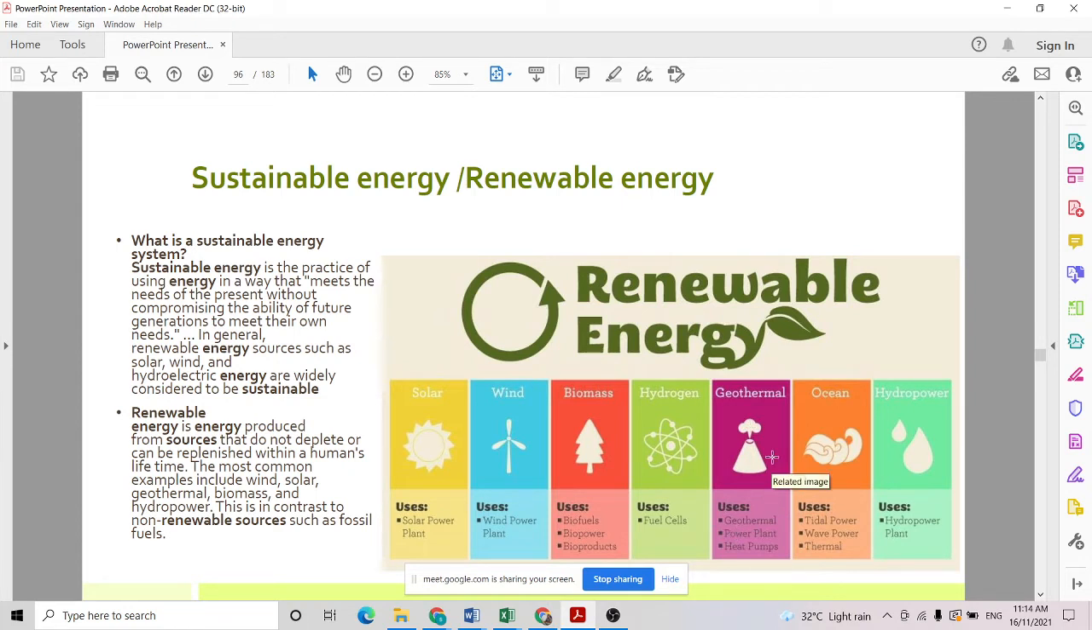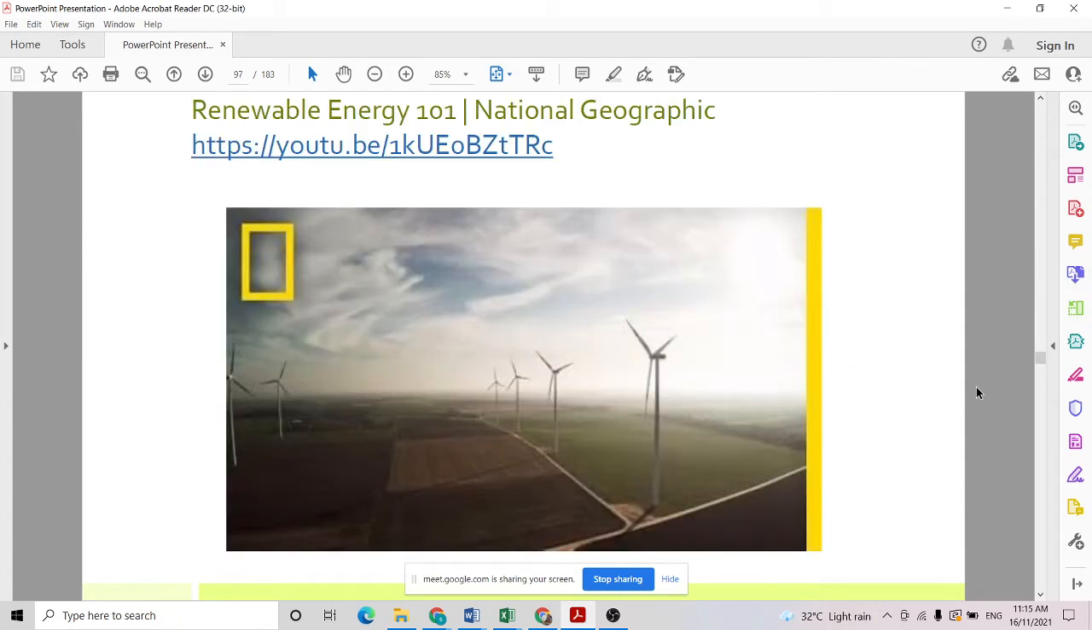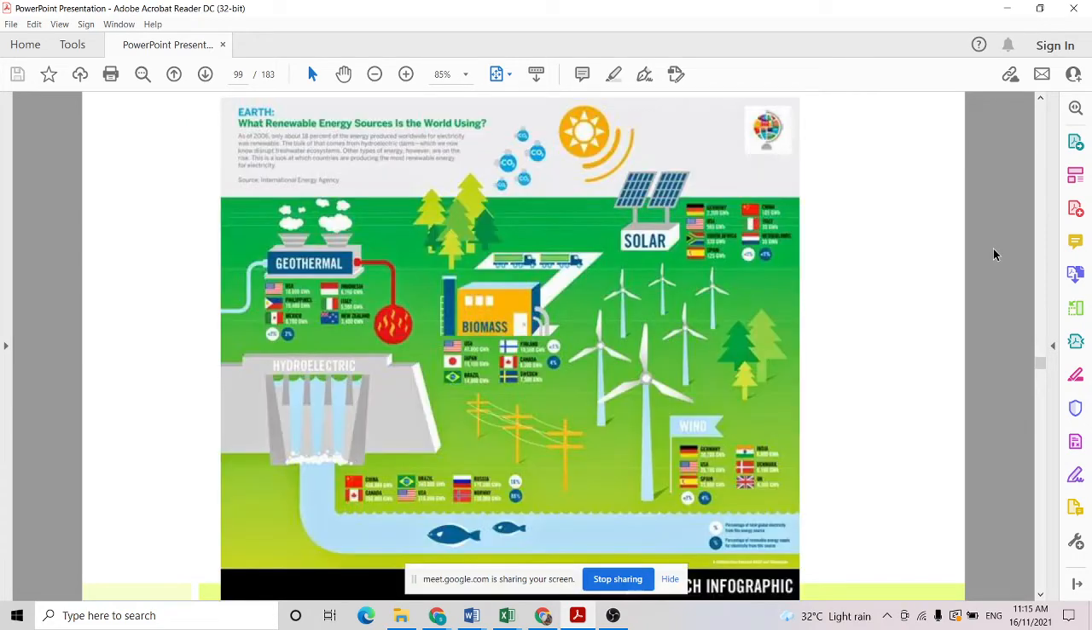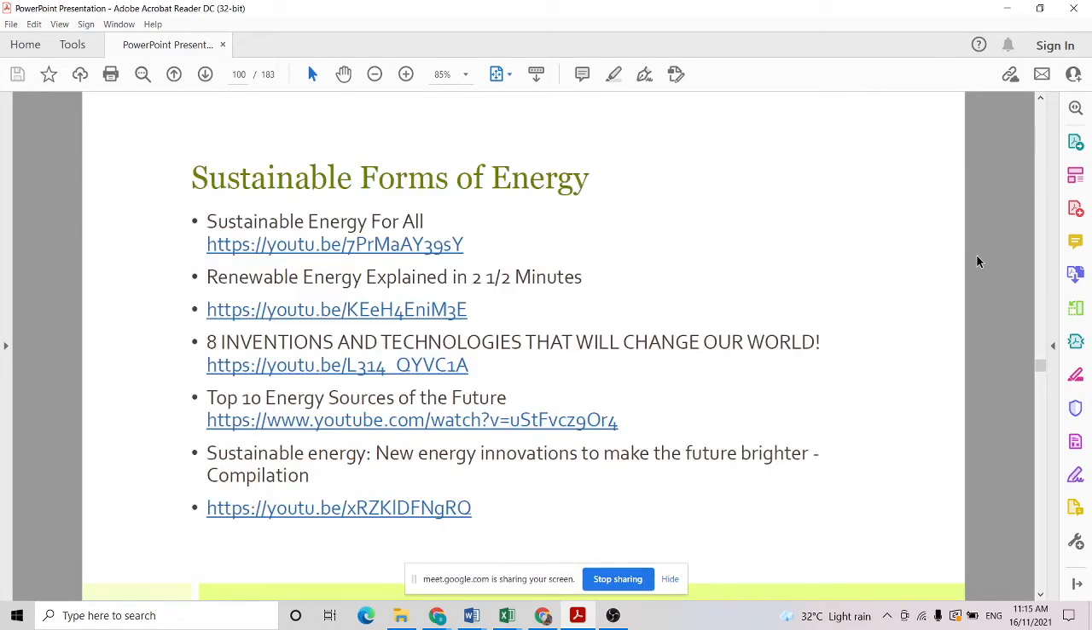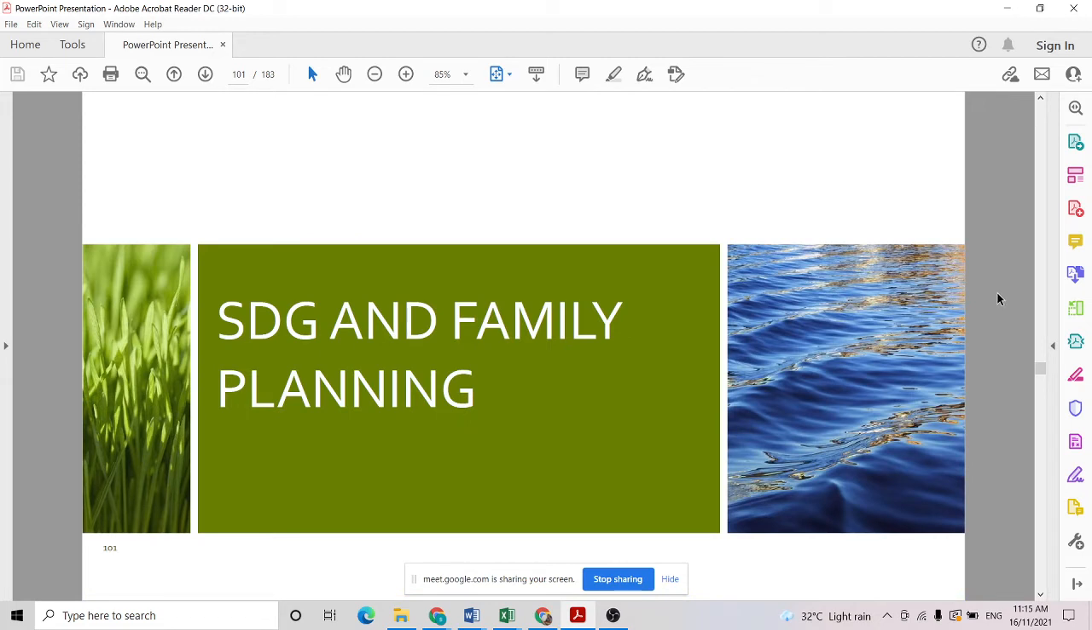Geothermal is like the example story of Pompeii, the volcano. And then we have the ocean, which we call tidal power, tidal wave. And then we have hydropower. This we call a hydropower plant. So these are some of the renewable energy sources. So this is an example; you can see using this YouTube link given. Okay, so this is a pamphlet on what renewable energy is. This is also an example of a sustainable form of energy.